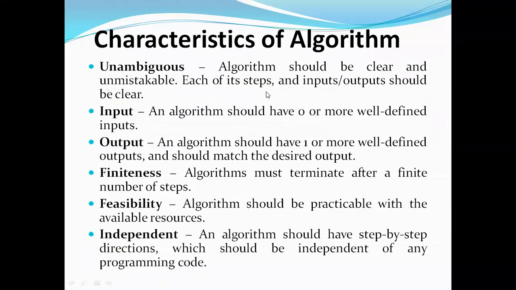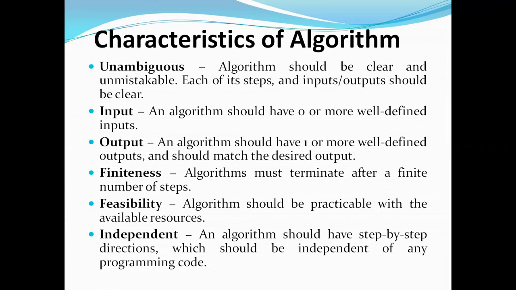Some of the characteristics an algorithm should have. First is unambiguous: the algorithm should be clear and unmistakable. We clearly understand what is written, what the algorithm wants to state, and how it wants to solve the problem. We can easily understand the concept, what the algorithm wants to communicate, and it should not have any mistake.